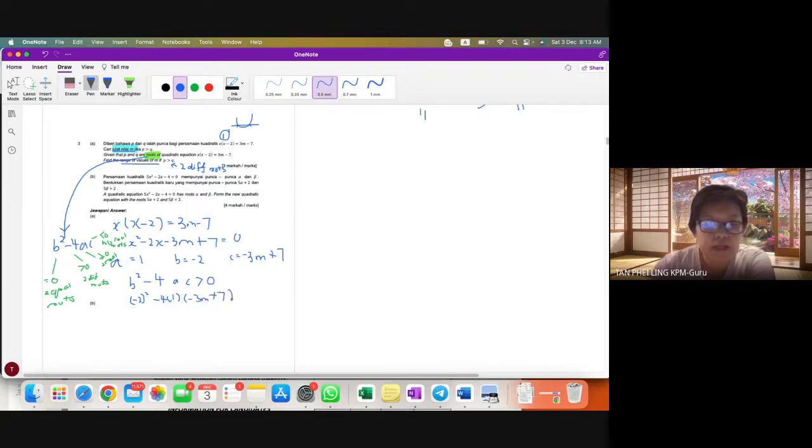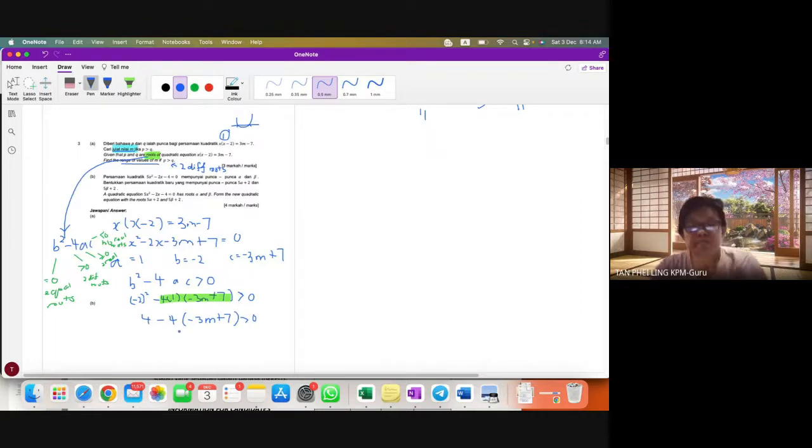Okay, then it is bigger than 0 because why? I know that there are 2 different roots. Okay, so 4, this one please do it carefully. This part I want you to do very carefully. Let's do it with negative 4 first. Then you will have minus 3m plus 7. I copy back first. Now I want you to see it this way.